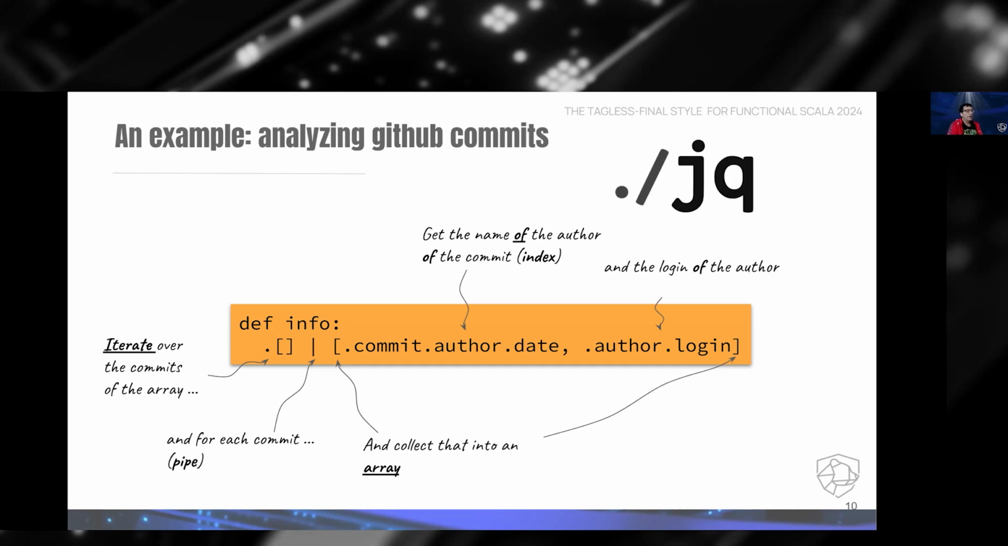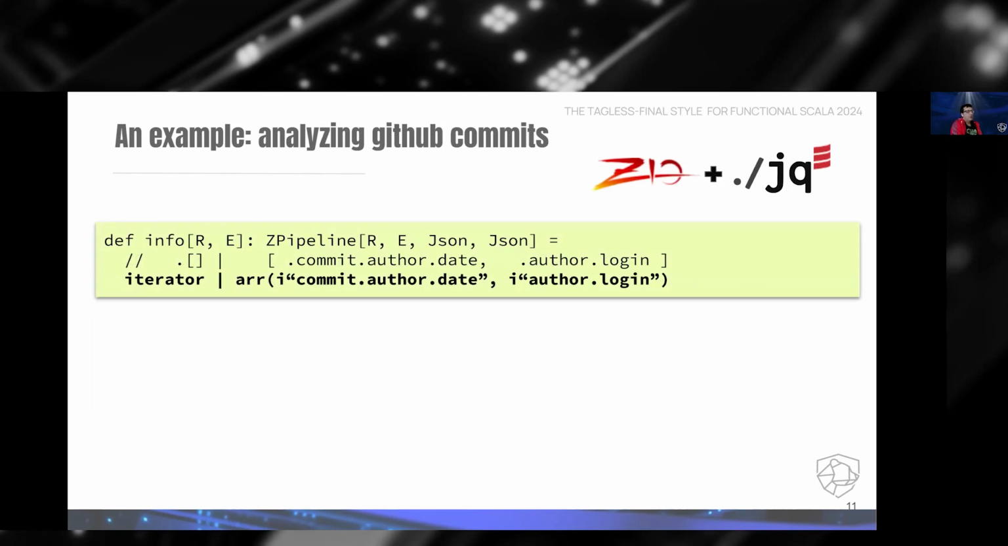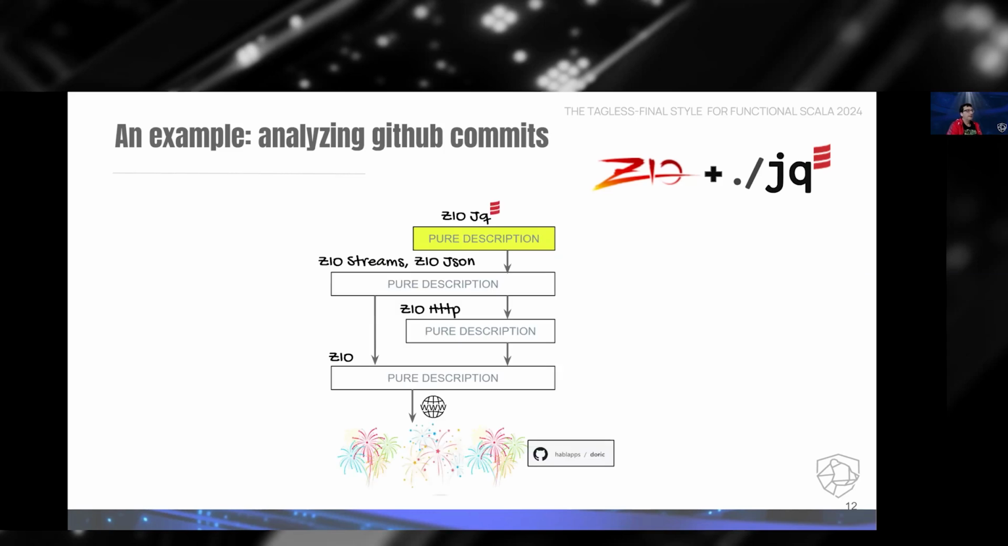And why not implement our stream transformation in this way? Let's say that what we want actually is to implement a ZIO pipeline, okay, the stream transformation using ZIO stream, but using the abstractions of JQ. So what we have to do is to embed the JQ language in Scala and give a ZIO interpretation, right? How can we do this?